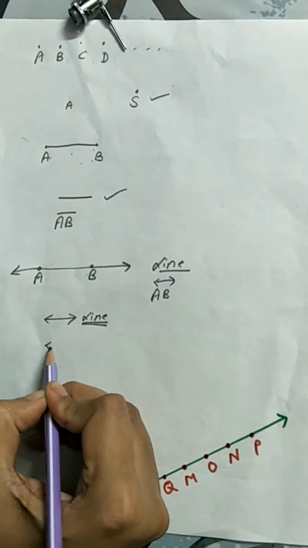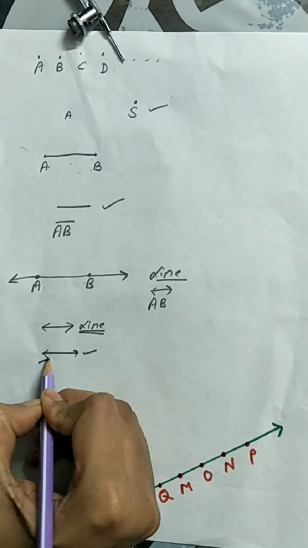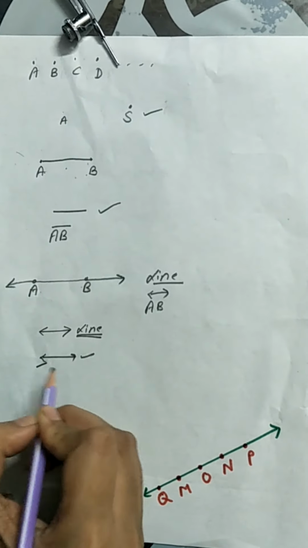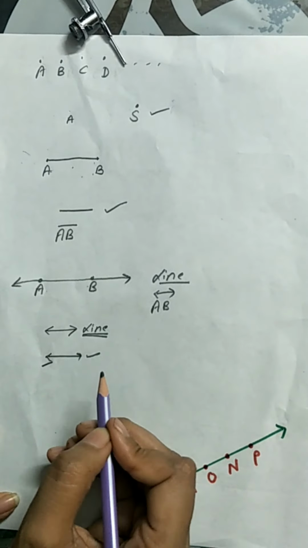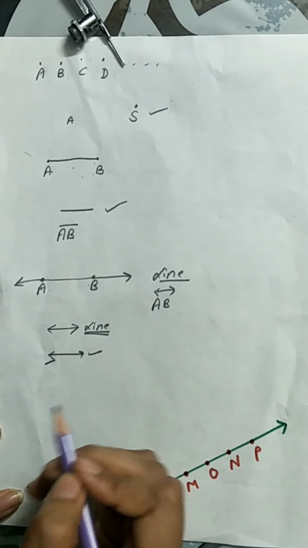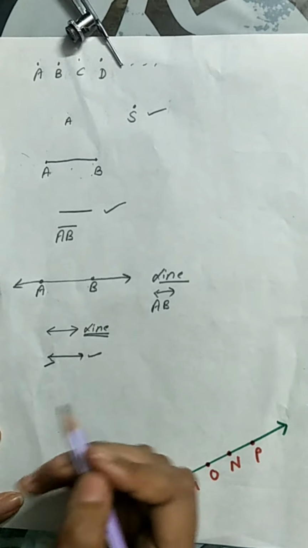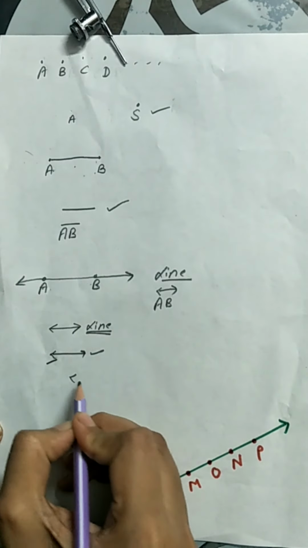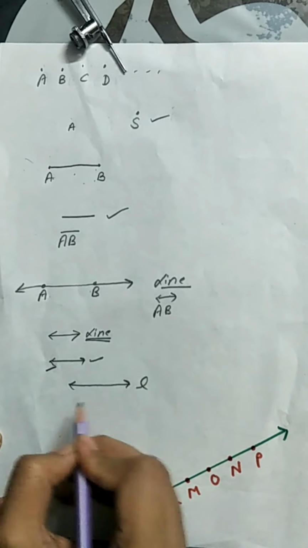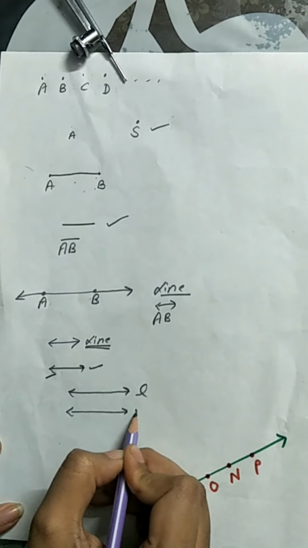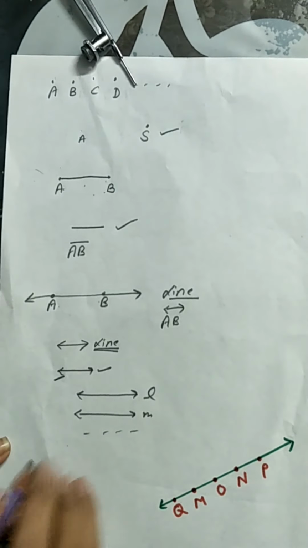Arrows in opposite directions indicate that the line is endless. Sometimes a line is represented by a small letter such as l, m, n, etc. Sometimes we represent a line like this: line l, line m, and so on. So I hope line is clear to all.